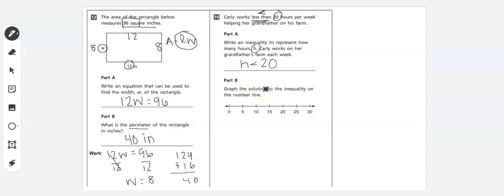Now we're going to graph it on the number line. My circle is going on 20. I am keeping it open because it's less than, and less than numbers go on this side. And if you need to, remember, draw the little line there. It's pointing to the left.